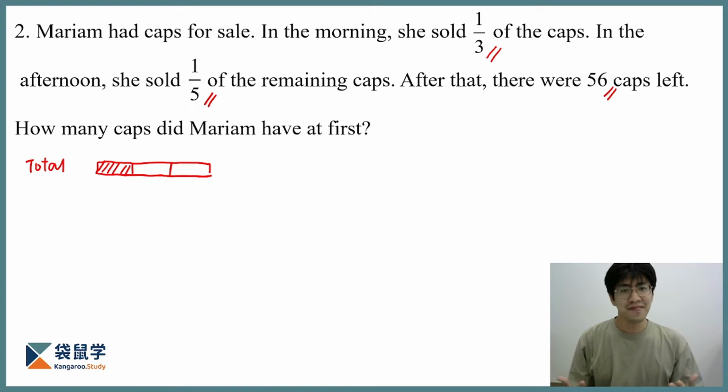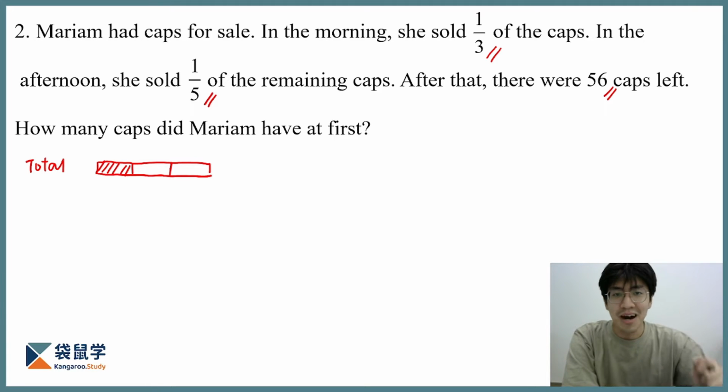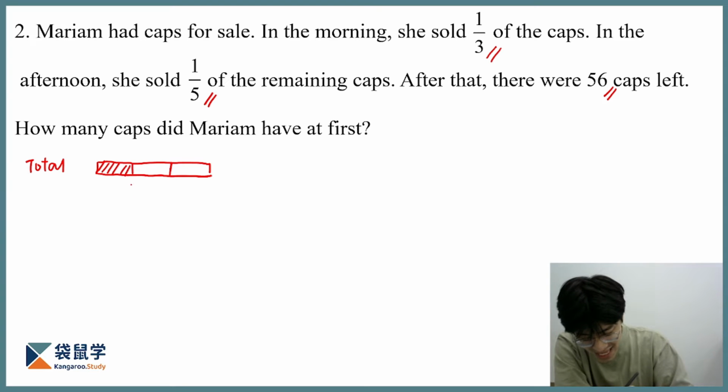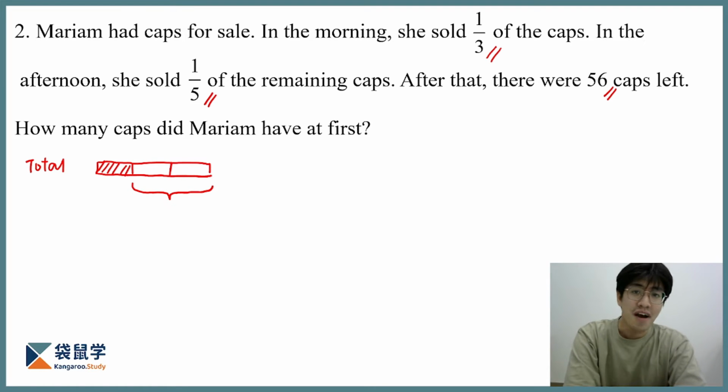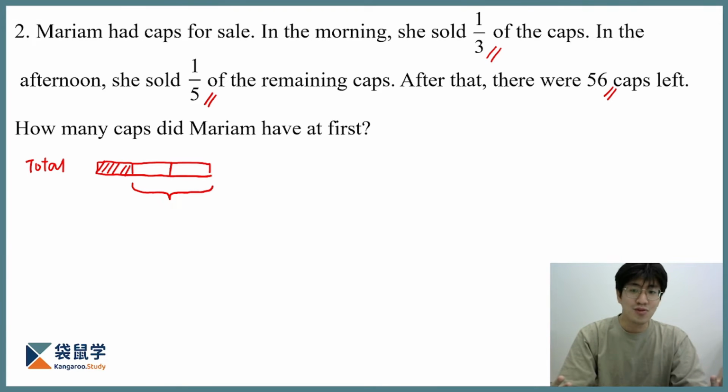Now in the afternoon, she sold 1/5 of the remaining caps. Then we first have to identify where the remaining caps are. Now you tell me, where are the remaining caps? So it's the 2 parts at the back. So these are the remaining caps. Now we have to divide it into 5 parts. But I have 2 parts divided into 5 parts. Well, how can I do this?